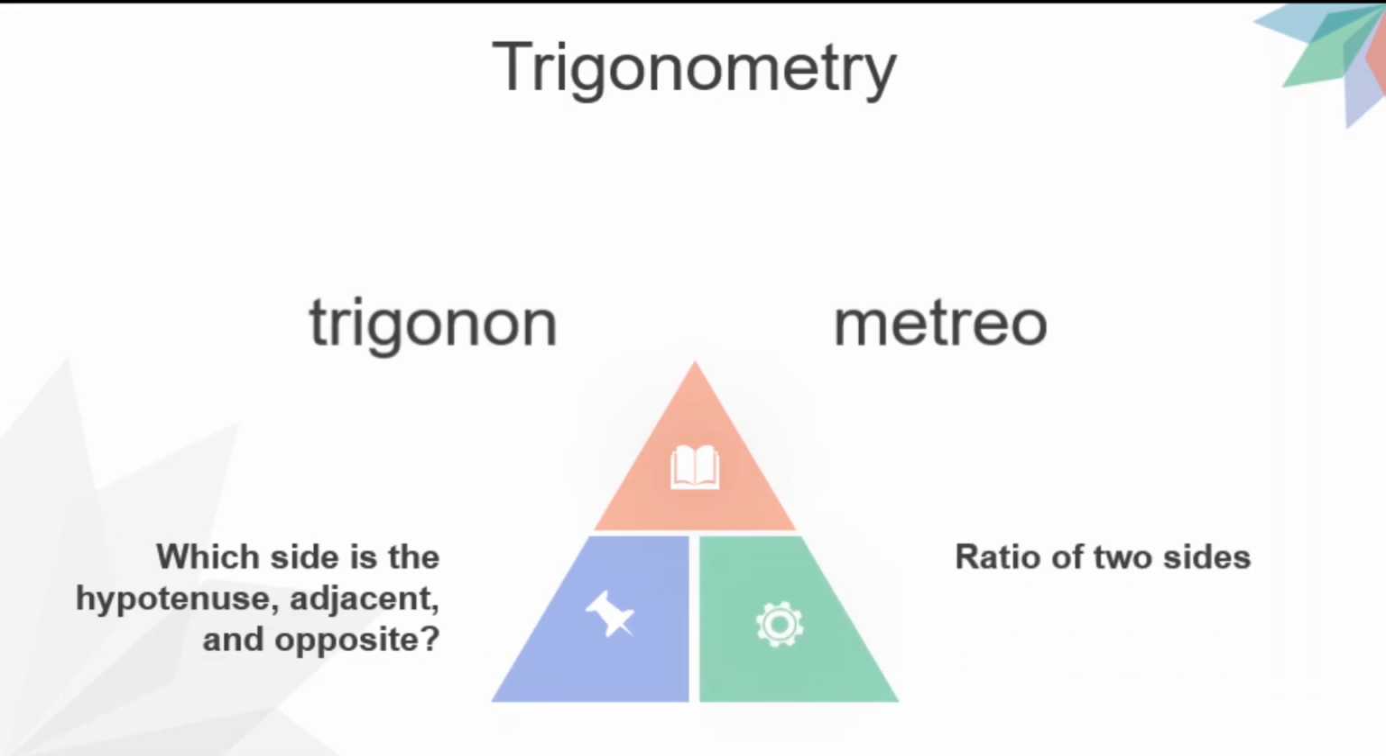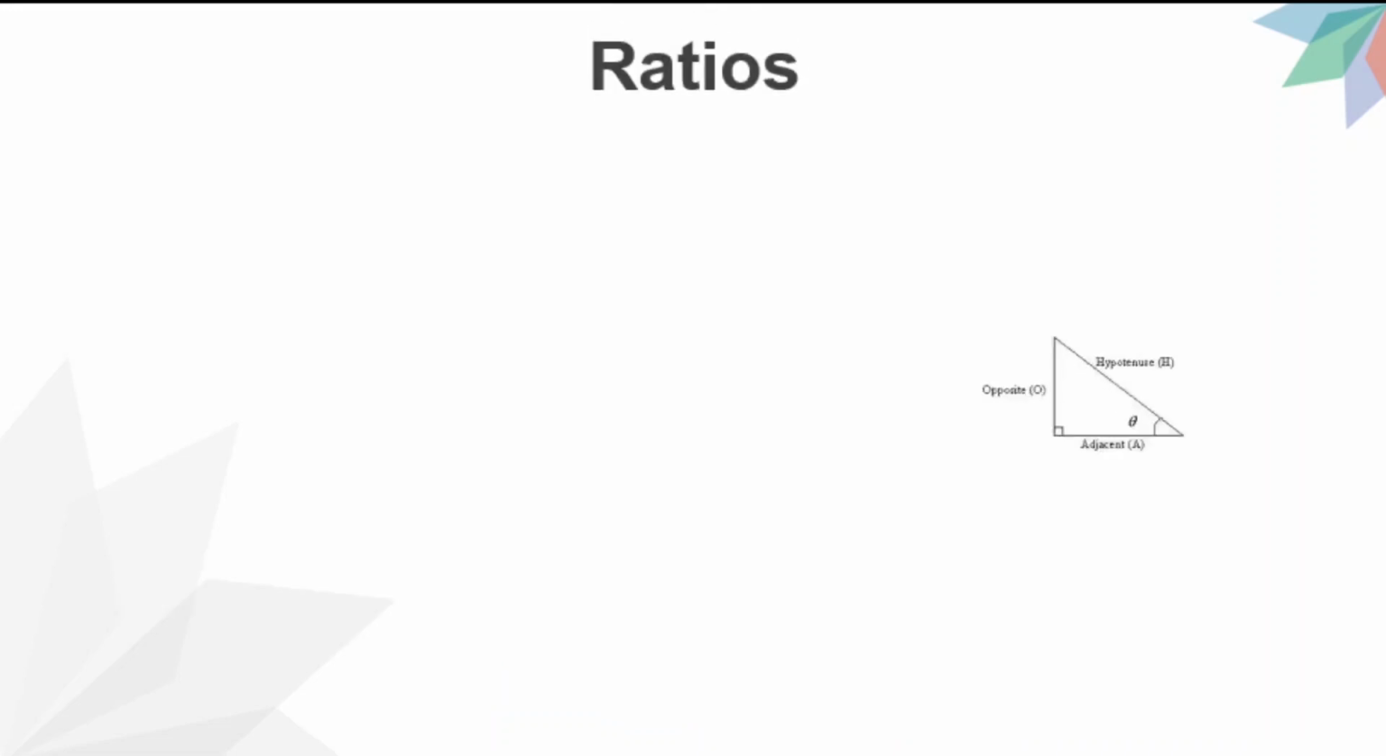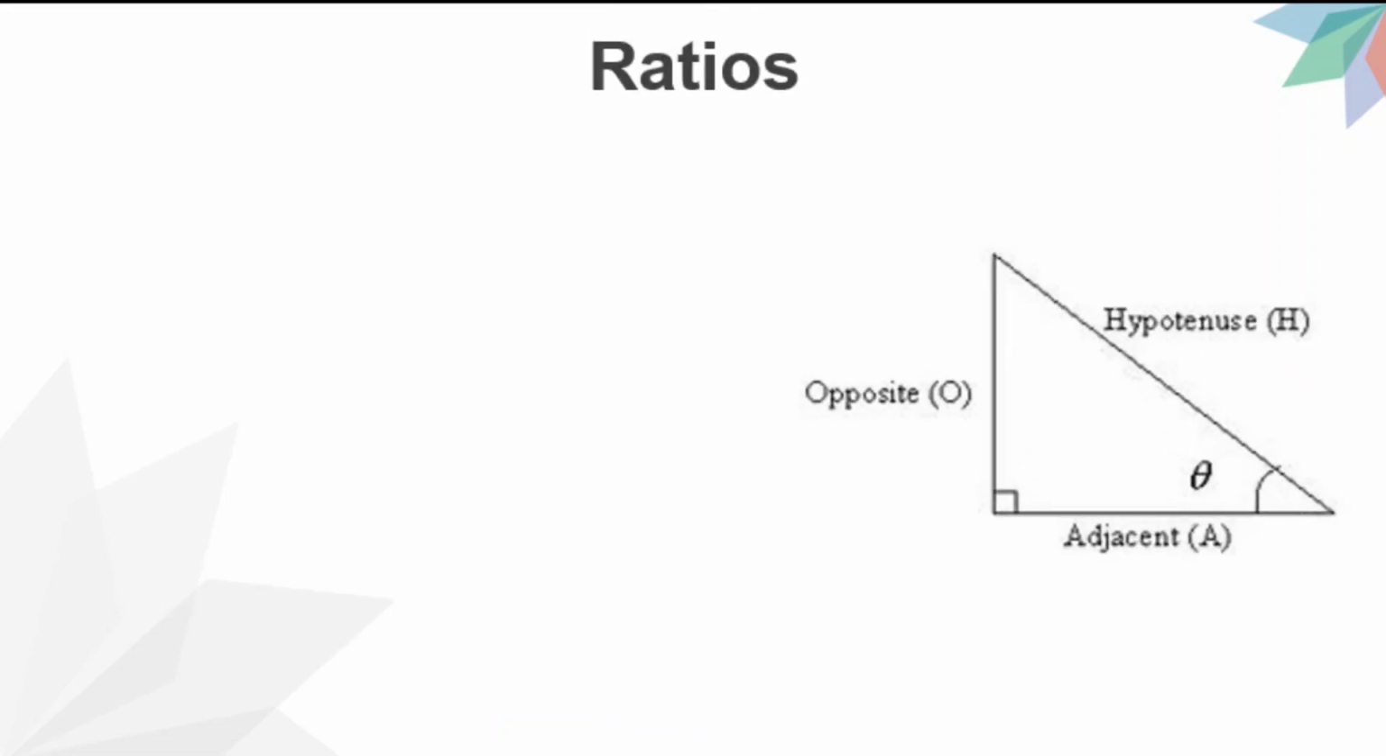Now, let us look at the ratio of two sides, same as what we did in proving the similarity of two triangles using the AA theorem. For our ratios, let us refer to this right triangle. The side opposite theta is named O, the side adjacent to theta is A, and the hypotenuse is the side opposite our right angle.